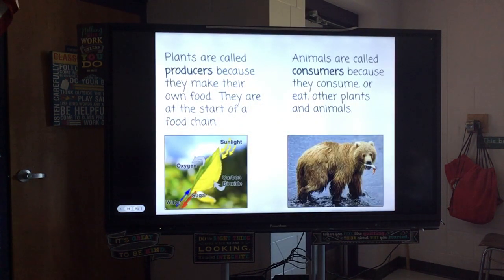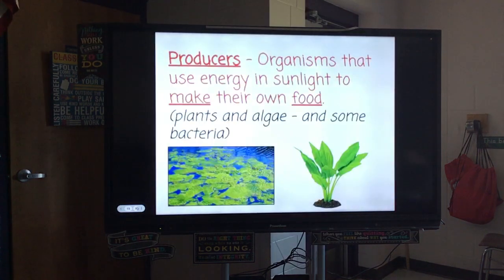So plants are called producers because they make their own food. They are at the start of the food chain. Animals are called consumers because they consume or eat other plants and animals. So producers are organisms that use energy and sunlight to make their own foods: plants and algae, and some bacteria.